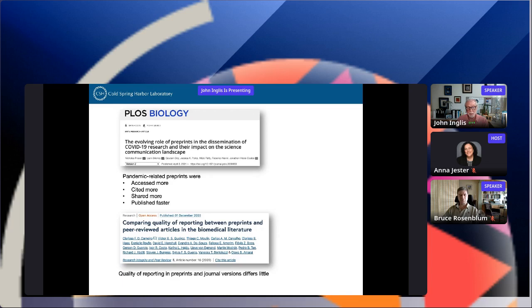The paper at the bottom is simply making the point that, using various measures of quality of reporting, they found that there really was very little difference between a preprint version and a journal published version. They weren't looking at COVID in particular, but just at preprints in general.